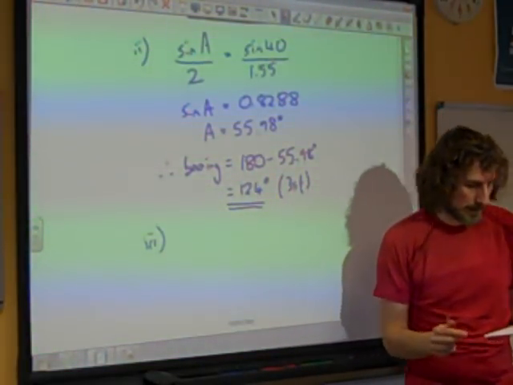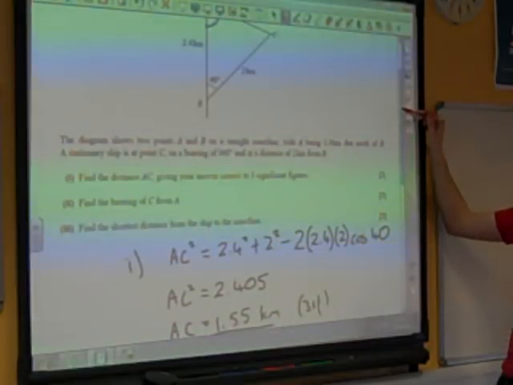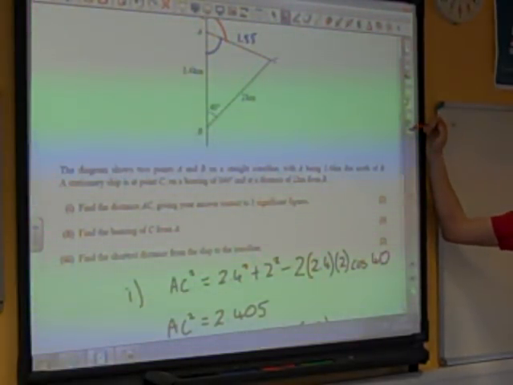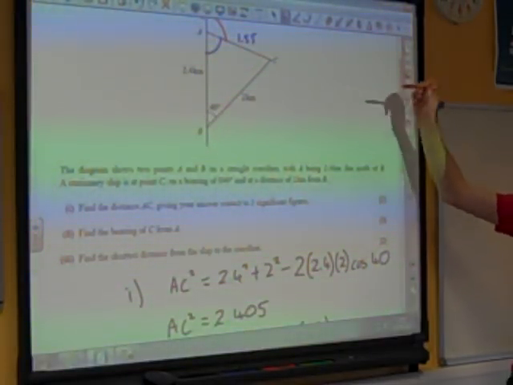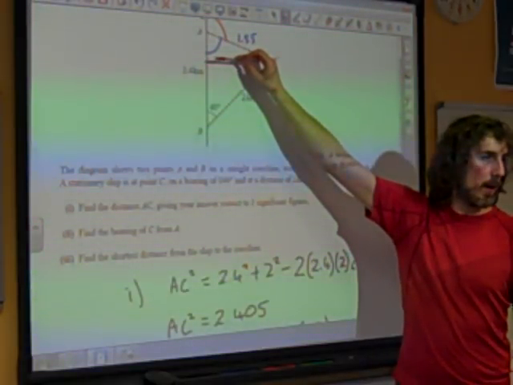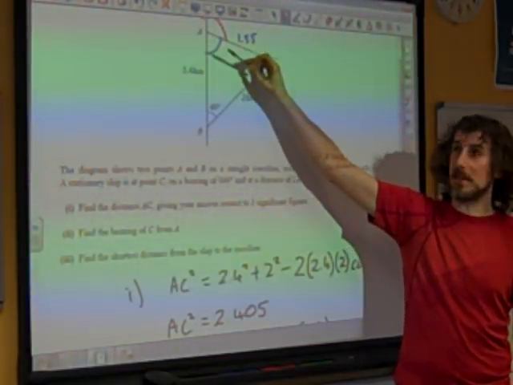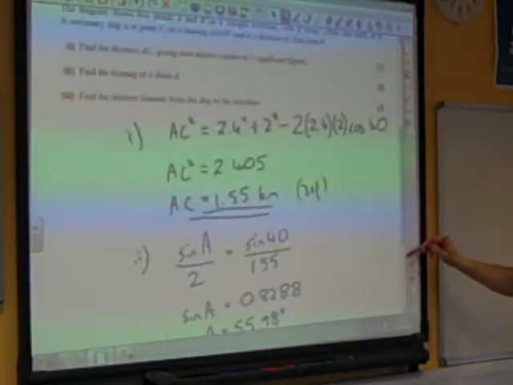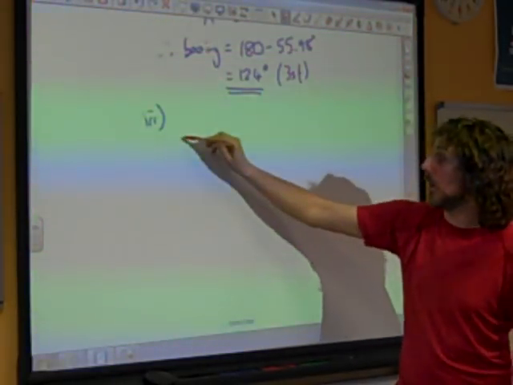Last part 3. What does this say now? Find the shortest distance from the ship to the coastline. Well, the shortest distance from the ship to the coastline is if you take a perpendicular line from the coastline to the ship. That would be that distance there. And so what we need to do is now think about this as a right-angled triangle now.